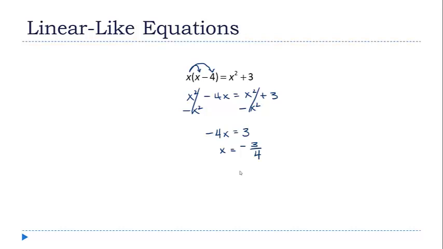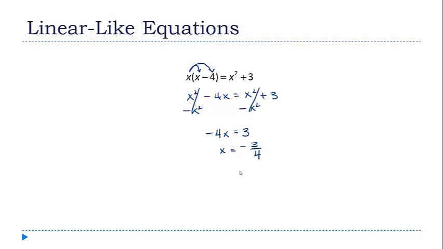That's the solution. And you can see, if you go back and substitute that into the original equation, you'll see we don't have any problems here. That's not going to make any denominators 0 or anything crazy like that. So that is a valid solution. Now, hopefully at this point, you're starting to see what the process is here.